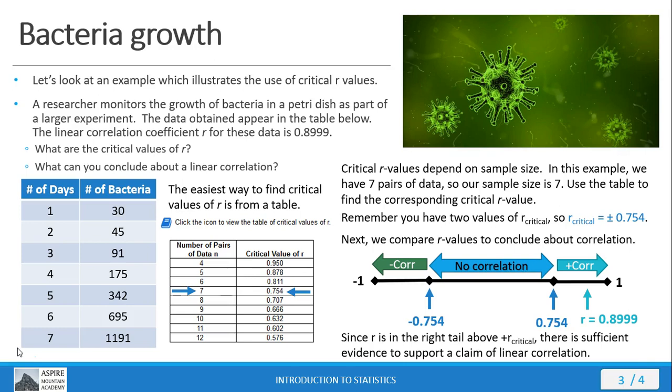If the R value from our data was in the middle region, then we would conclude that we don't have sufficient evidence to support a claim of linear correlation. And if our data generated R value was in the region on the left, we conclude as we just did. The only difference is that the correlation would be negative instead of positive. And that's really all there is to it.